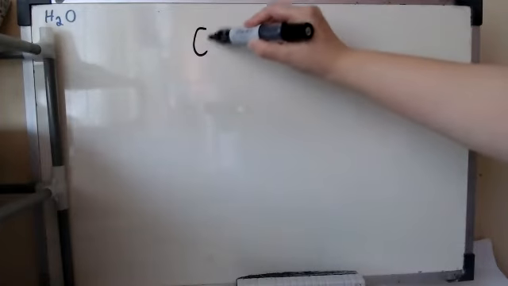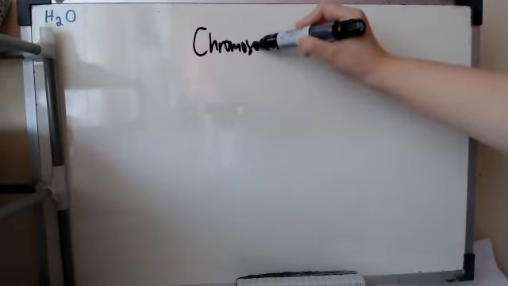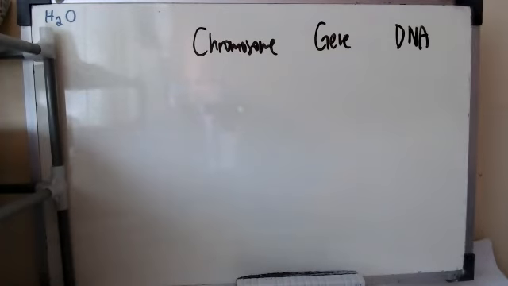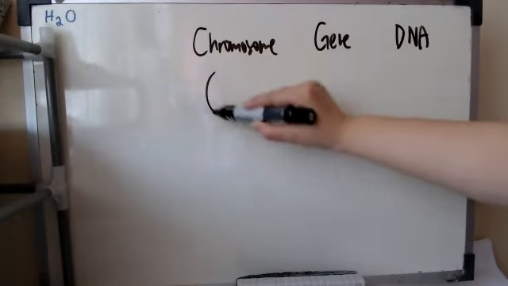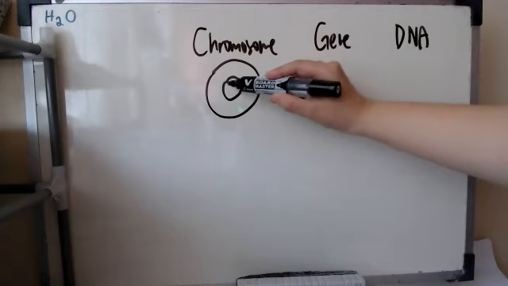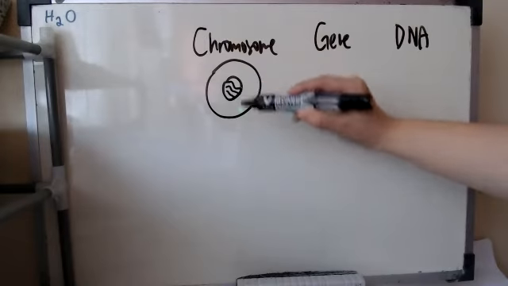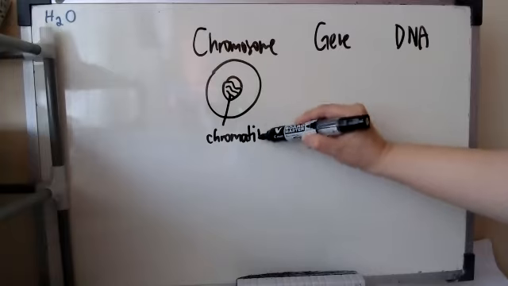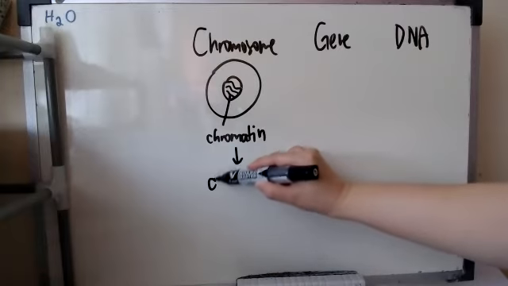Okay, let's take a look at molecular genetics. The first part of molecular genetics, you need to know how to differentiate between chromosome, gene, and DNA. So what is a chromosome? In order to understand chromosome, you have to understand that a cell has cytoplasm and a nucleus. Whatever is inside the nucleus is known as chromatin. Chromatin will condense and form chromosome.